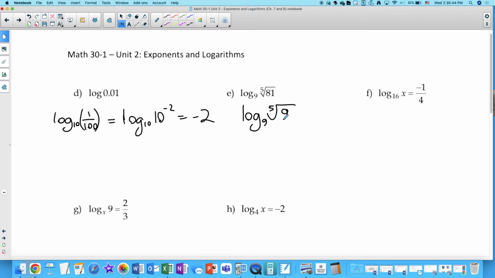Okay, now this is not an exponential form yet. This is a radical. How do I go from radical to exponential? This is going to be a fractional exponent, right? What goes in the denominator? Yeah, so the index becomes the denominator. So that's log base 9 of 9 to the 2/5. So this will equal 2/5.